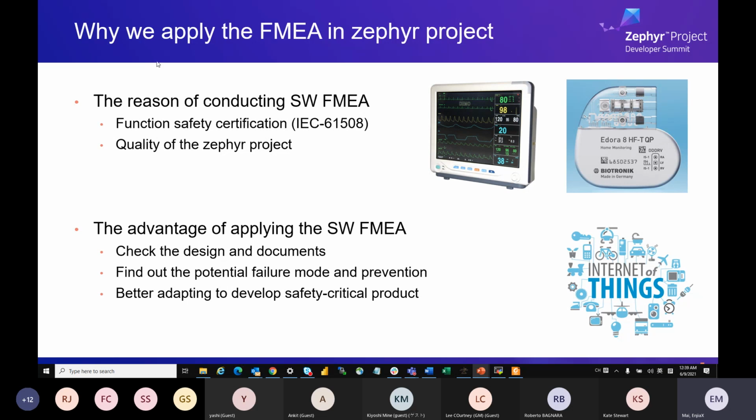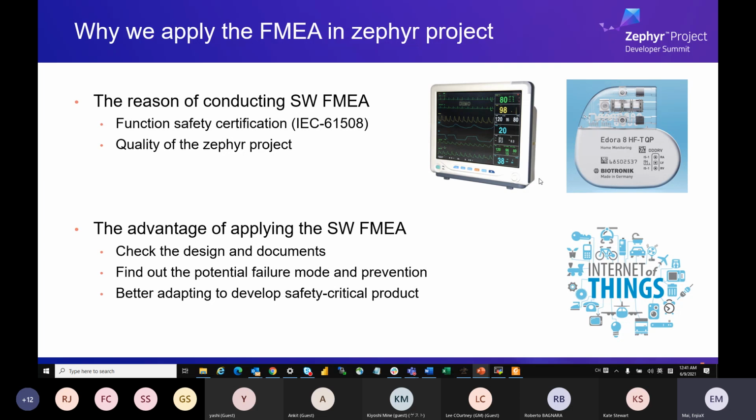Okay, so why do we apply FMEA in our Zephyr project? The first reason for conducting software FMEA is functional safety certification, IEC 61508. A functional safety certificate is important and necessary for Zephyr RTOS because Zephyr RTOS might be widely used in safety-critical product development. As you know, Zephyr will be used in different kinds of IoT devices, and they also might include some medical instruments.